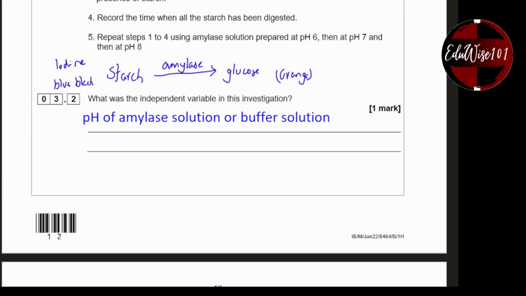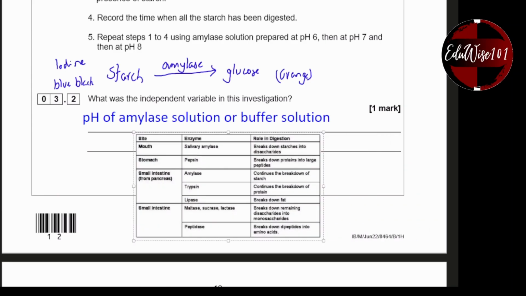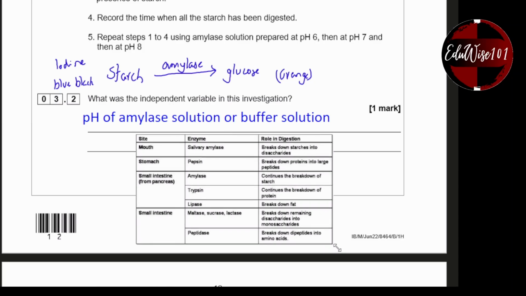Now as a quick note, the main organs that produce the digestive enzymes in our body: in the mouth, you get the salivary amylase. In the stomach, pepsin is produced. The pancreas produces the amylase, trypsin, and lipases. And the small intestine also produces the maltase, sucrase, lactase, and peptidase.